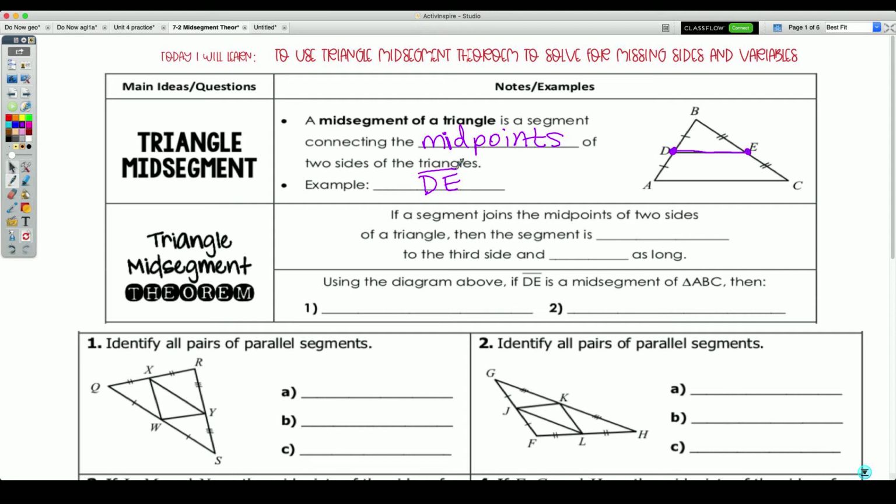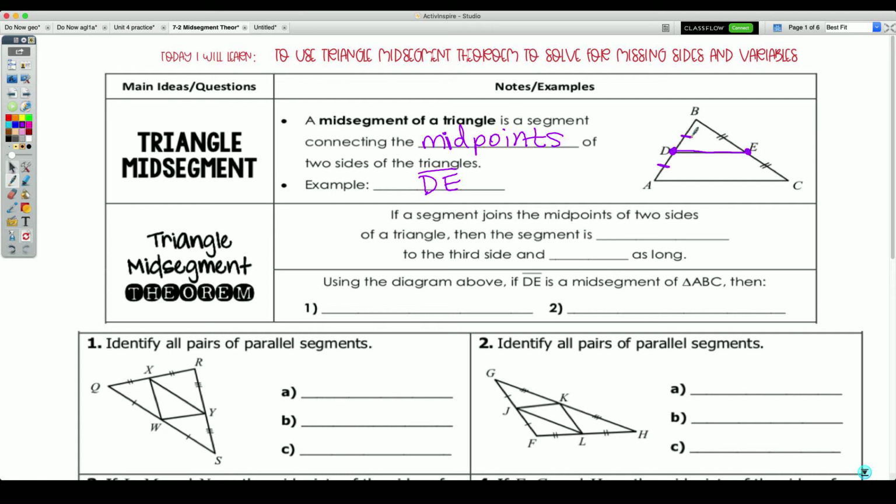Okay, knowing that D is the midpoint, we see that they added in my congruent dashes here, so we are splitting each side into 2 congruent parts. So that is the definition of a midsegment. The triangle midsegment theorem is the rules that go along with it.